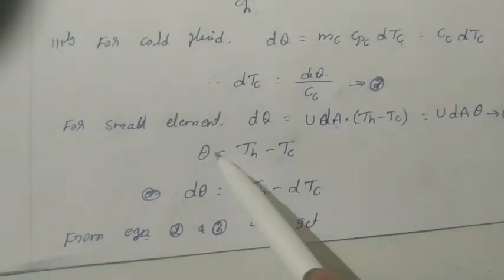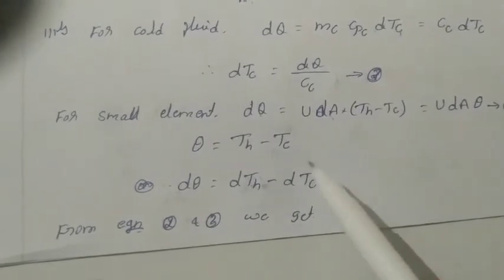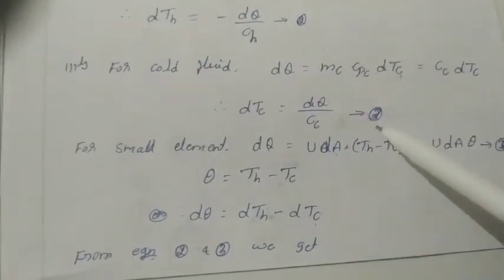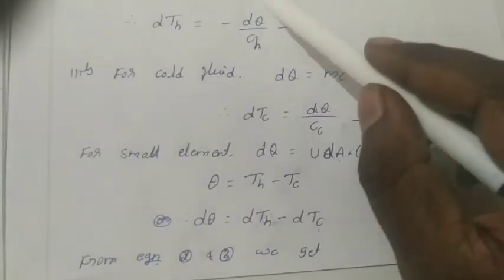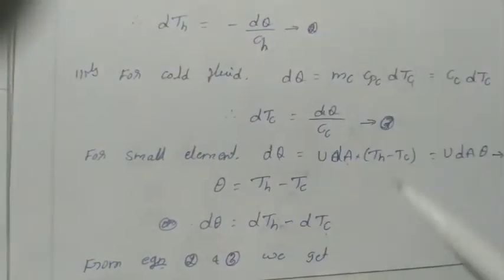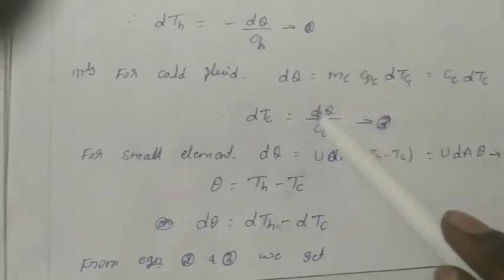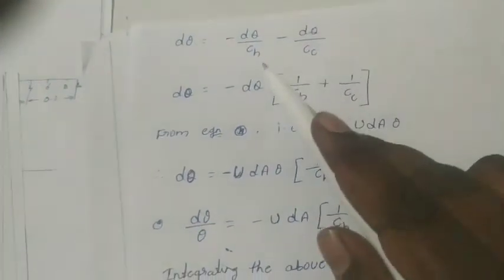Now, for a small elemental area, the change in temperature is dT, so dTh and dTc. From equations 2 and 3, these two equations can be replaced: dTh is equal to minus dq by Ch, and at the same time dTc is equal to dq by Cc. In the next step I'll write that one. So now look at it, this is the equation. I'll write it here as it is.